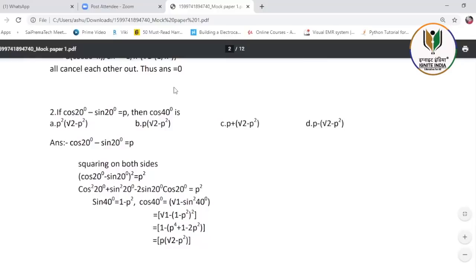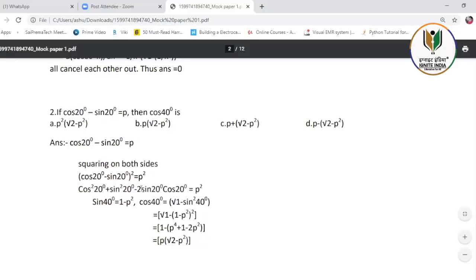Next question. Cos 20 degree minus sin 20 degree is P. Then what is cos 40 degree? So now 20 and 40 degrees are not standard angles, so you don't know the value. To get cos 40, this is cos 20 minus sin 20. If you square it, you will get cos square 20 plus sin square 20 minus 2 sin 20 into cos 20.